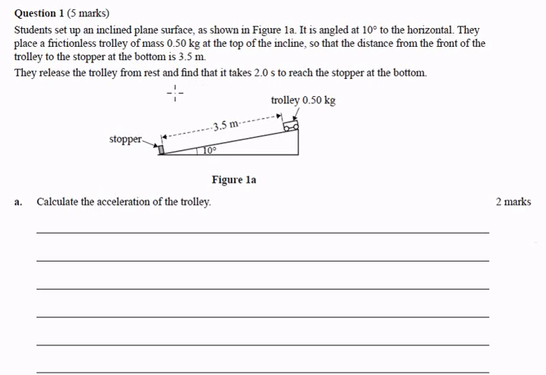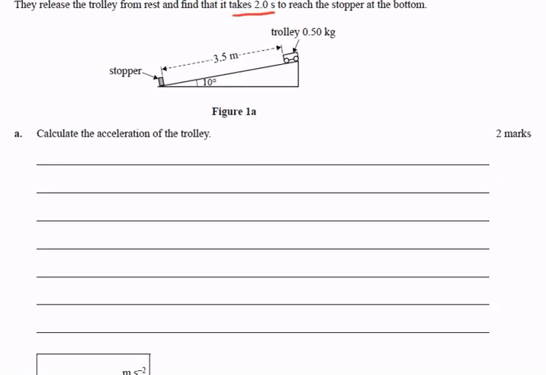Alright, this is the 2013 exam, and it starts off with a ramp question. We haven't seen a ramp question in a couple of years. There's a ramp angled at 10 degrees to the horizontal. There's a frictionless trolley of mass 0.5. The distance from the top to the bottom is 3.5, and the time it takes, that one's x, 2 seconds to reach the bottom. So they're giving us a lot of information.